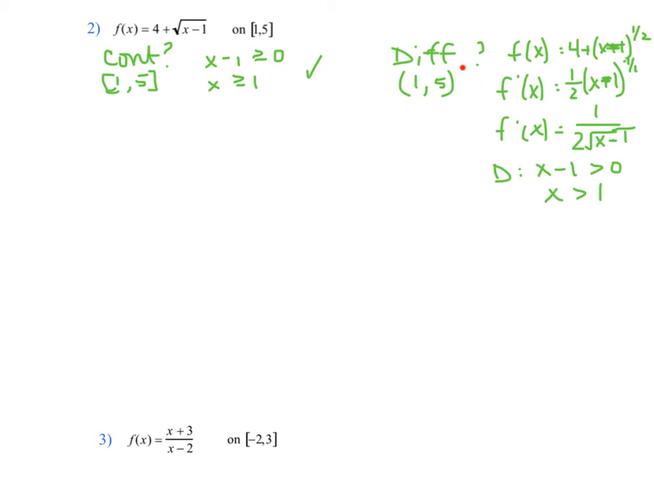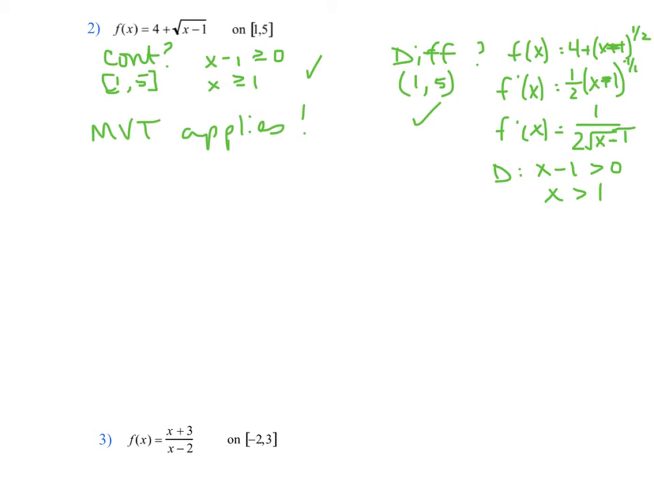Is it differentiable over the open interval 1 to 5? Notice that in this open interval, 1 is not included. So yes, this is still okay because it is differentiable in the open interval from 1 to 5. And so that checks out. Now it's continuous and differentiable, and so therefore I would say the mean value theorem does apply to this. Mean value theorem applies because we were able to answer these two questions.